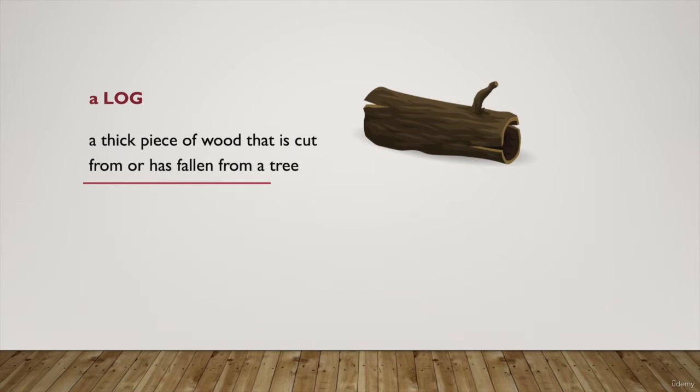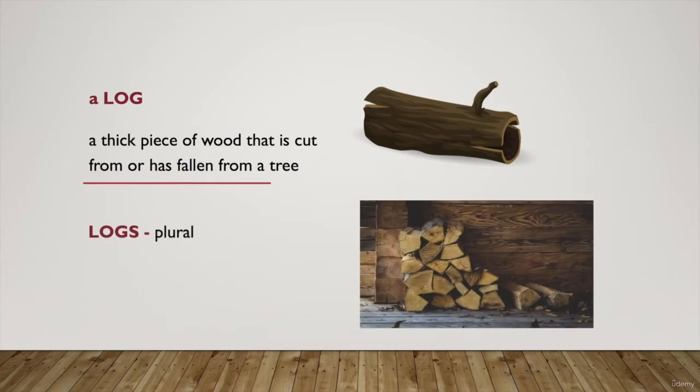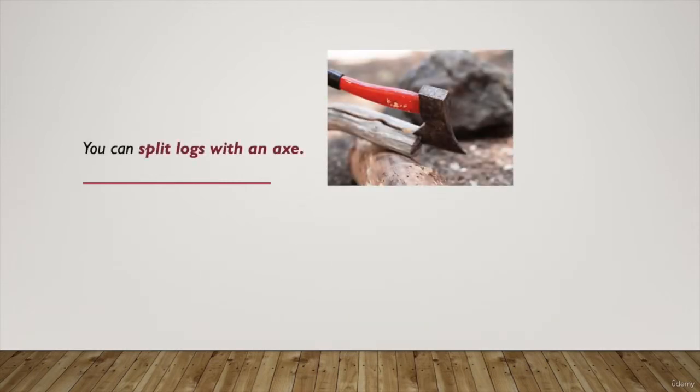The first word is log, which is a thick piece of wood that is cut from or has fallen from a tree. Logs is the plural. For example, we found a huge pile of logs. You can split logs with an axe. In this picture, you can see an axe and you can see a log. Now, if you split logs with an axe, it means you cut the log into 2 parts with this instrument.